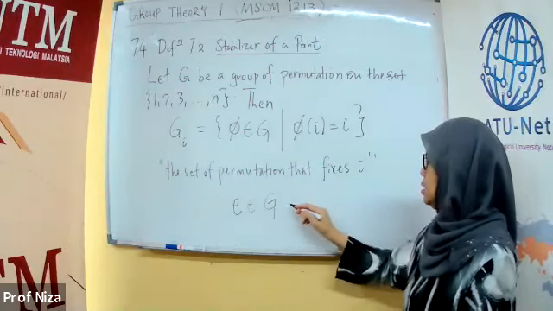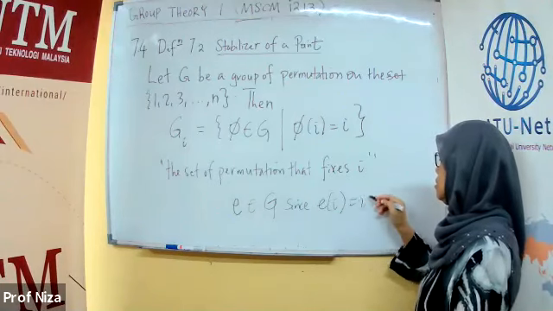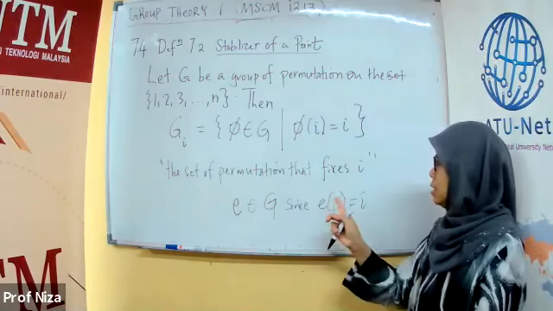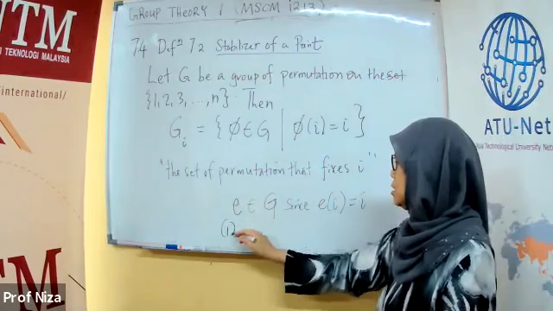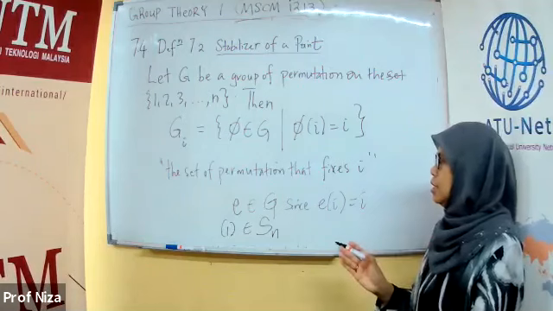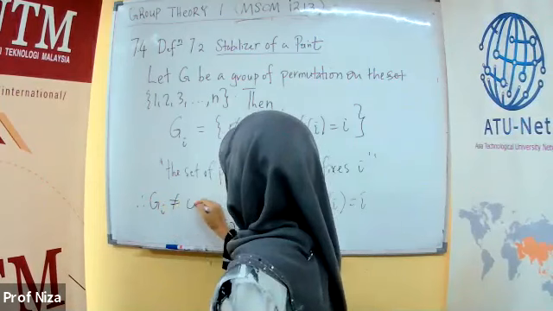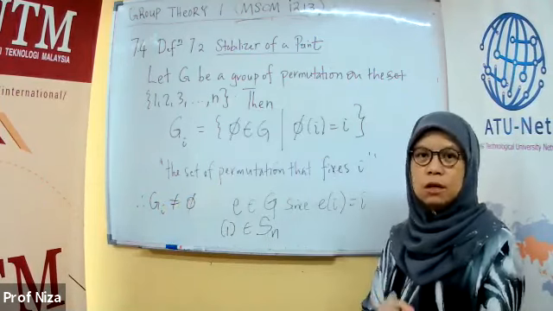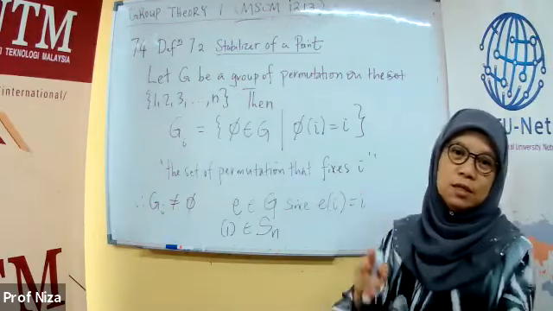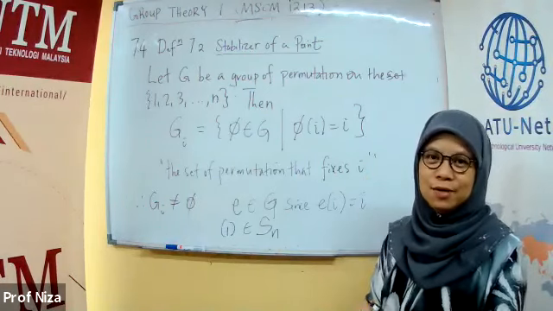Definitely the identity, if G is Sn, the identity E is always in G_i since the identity sends i to i. In this case G_i is never empty, because the identity is always inside. The identity always fixes all numbers: 1 goes to 1, 2 goes to 2, 3 goes to 3.